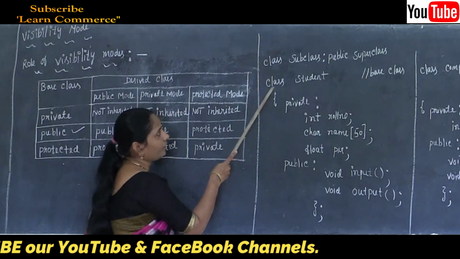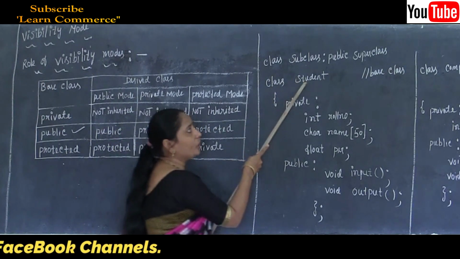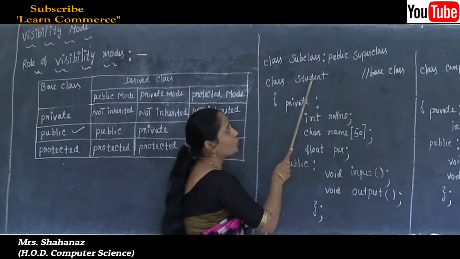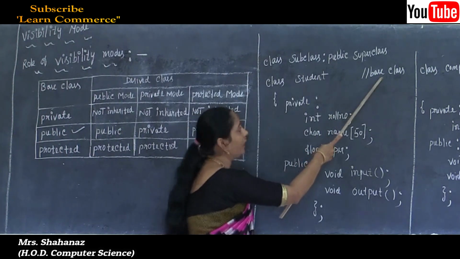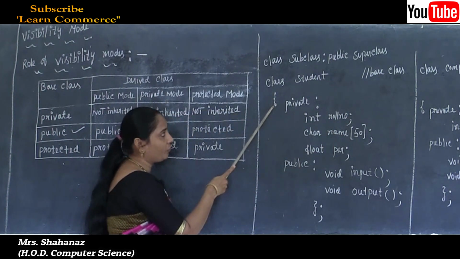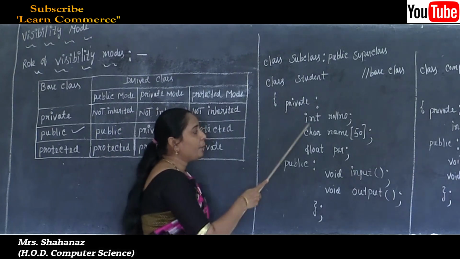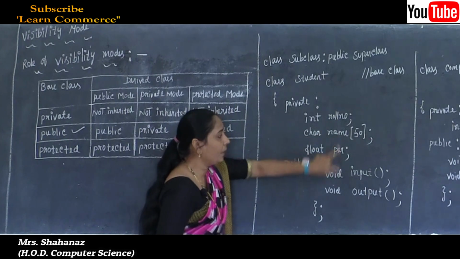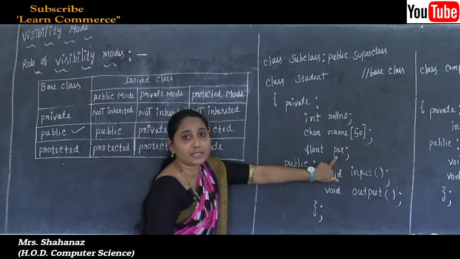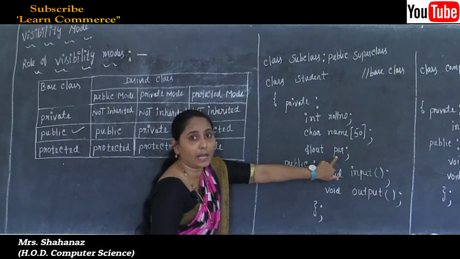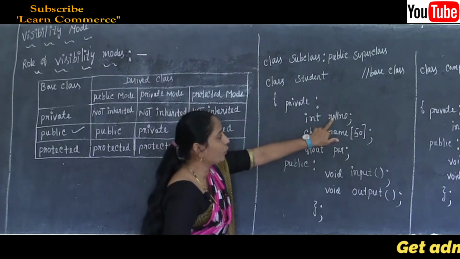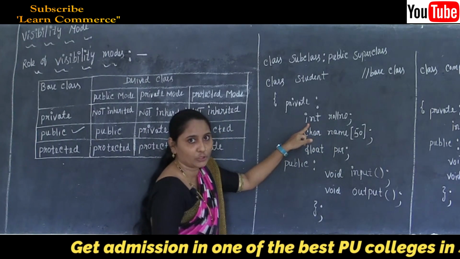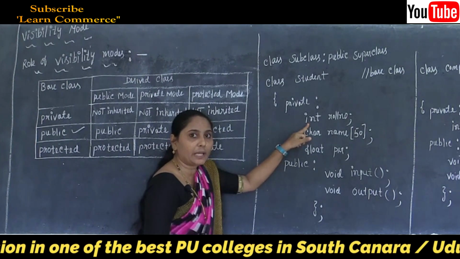So class is the keyword, student is the base class name. I already wrote it in the comment line. So student is the base class. Okay, and next one, opening of the flower bracket, private. In private, some of the member data are roll number, name and per, that is the percentage. I used PER, percentage here. So the roll number is int. Why? Because 1, 2, 3, I am going to use whole numbers. So data type int here.